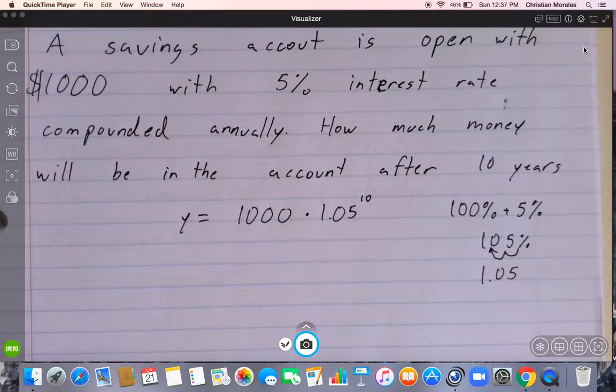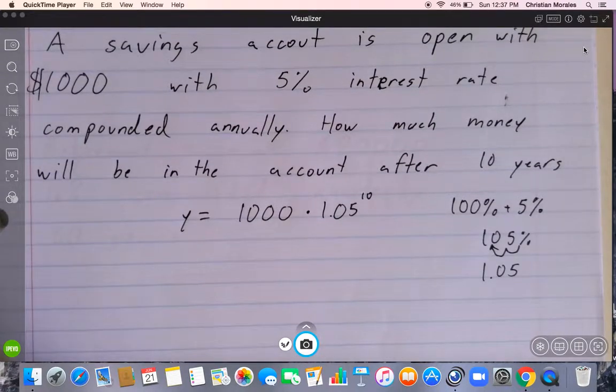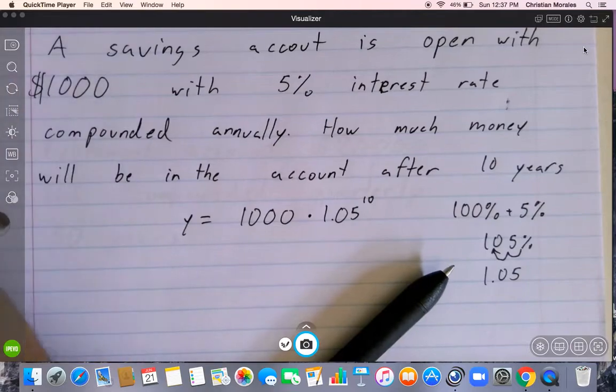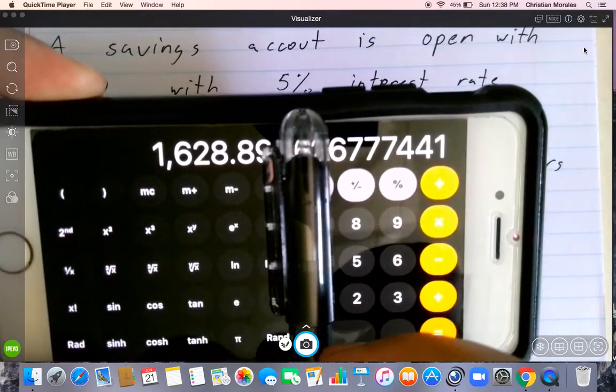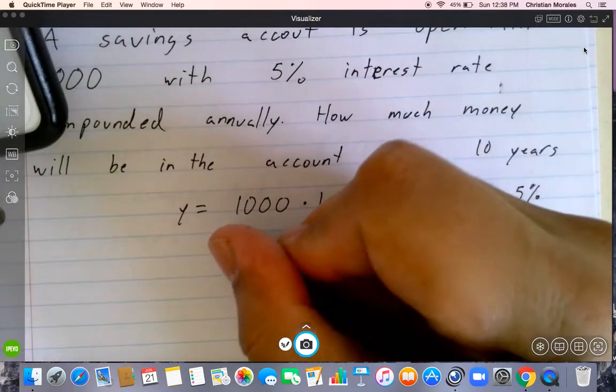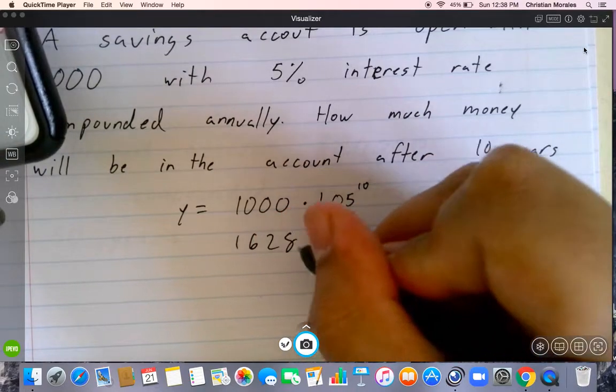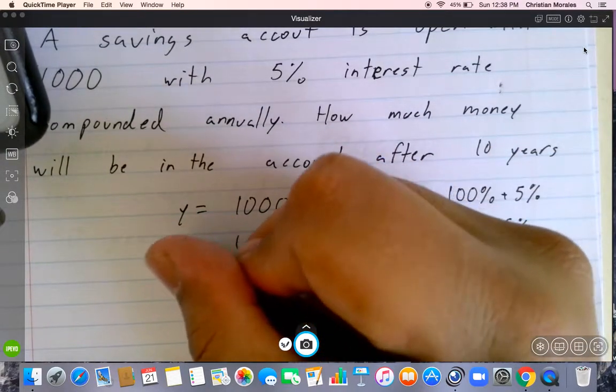So then we'll go to our calculator, like always, and we'll plug in these numbers, all right? I like to start with 1.05, if you're using your phone, that is. If you have the regular calculator that I'll show you, it'll be even better. To the 10th power, times 1,000. So my calculator says this. I'm going to round that because money stops at cents. $1,628.89.